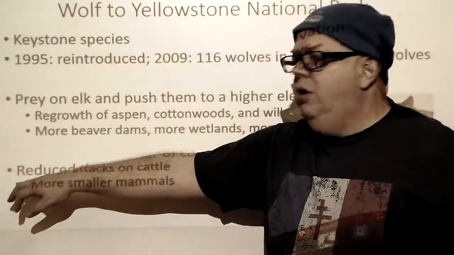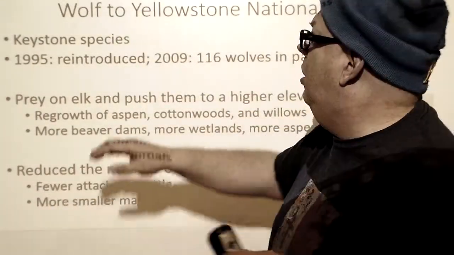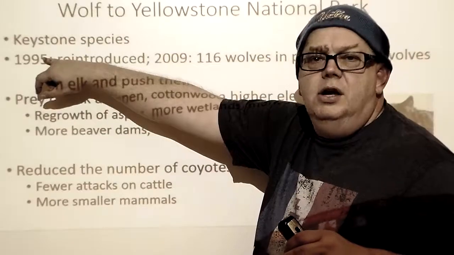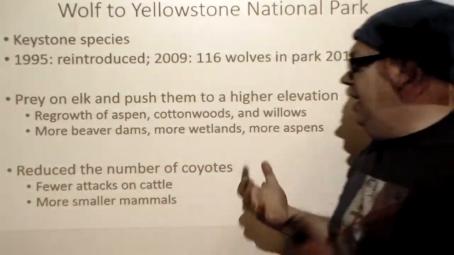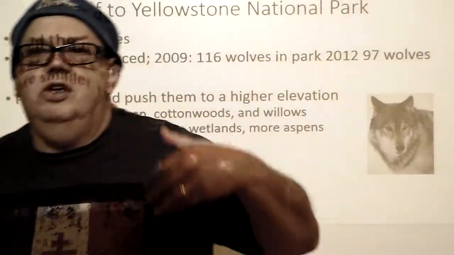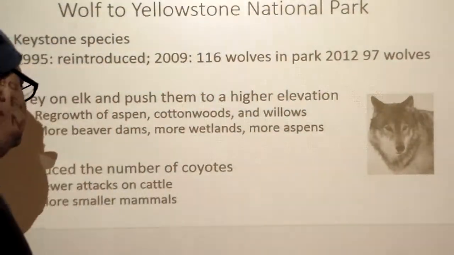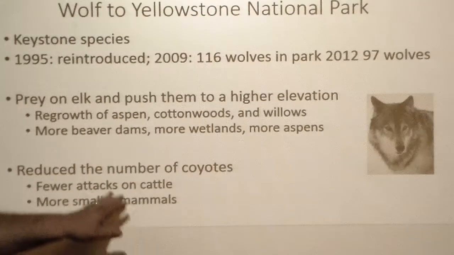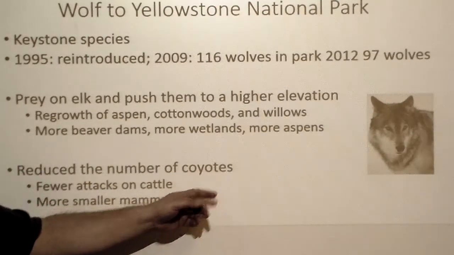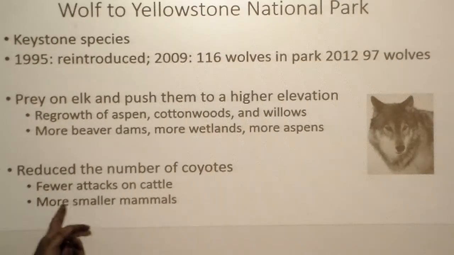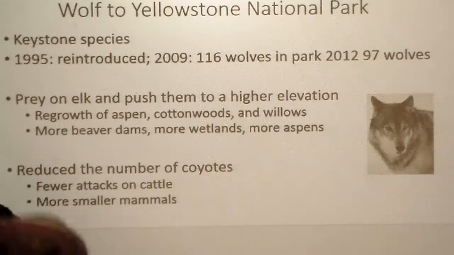Now, the thing is, what happened? How did we get to the point where we had to reintroduce wolves into the park? Well, in the past there have been issues with wolves attacking cattle and smaller mammals. Coyotes are doing the same thing. Because they cut down on the number, you get fewer attacks on the cattle, and you have more smaller mammals that are able to survive and reproduce.